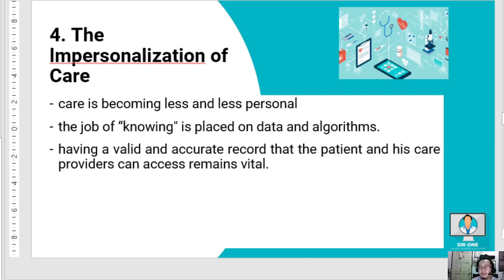The job of knowing the patient is replaced by the data, by more efficient algorithms or procedures. Having a valid and accurate record that the patient and his care providers can access remains vital. As data is gathered regarding a patient, algorithms and procedures can be used to sort it in order to determine what is wrong and what care should be offered to the patient.